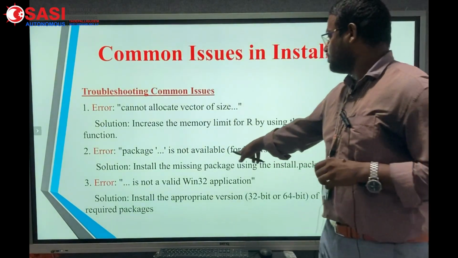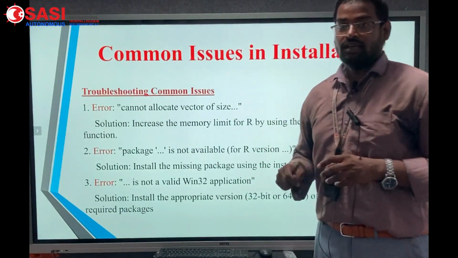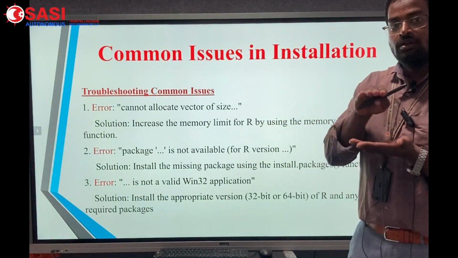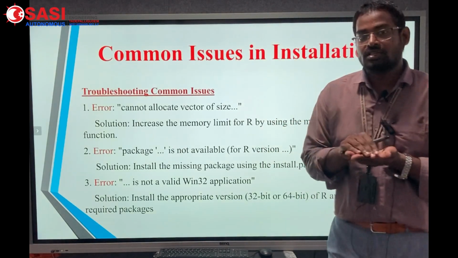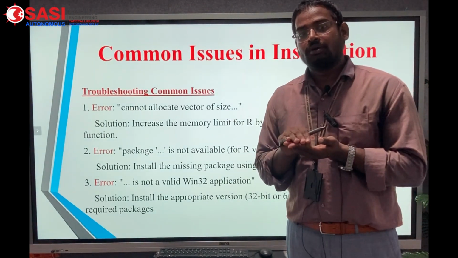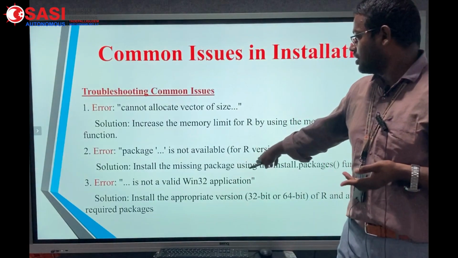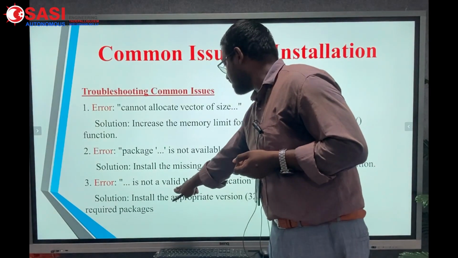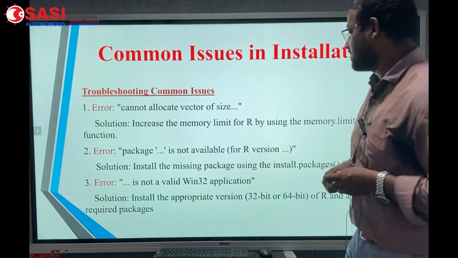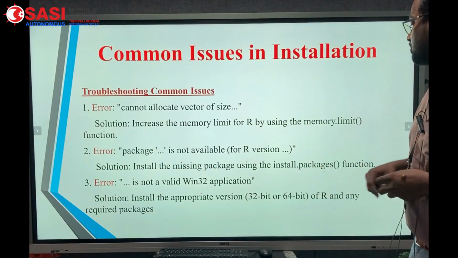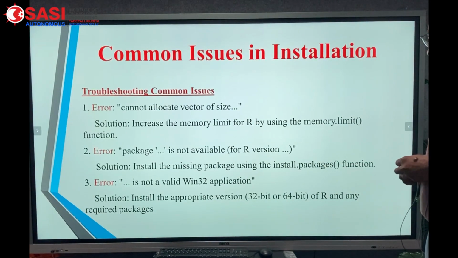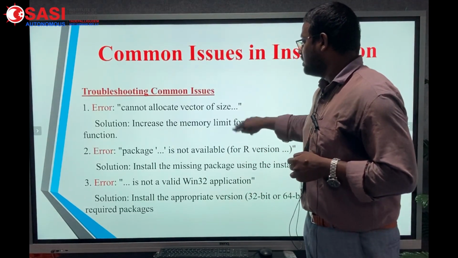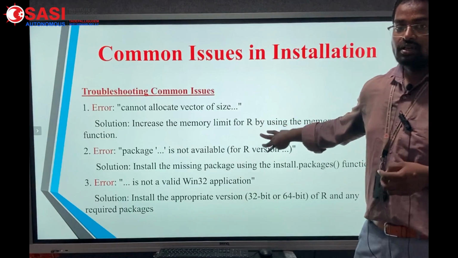Another error is that a package is not available for our version. If we get an error like this, as we discussed earlier, we have a packages window. From that packages window we can pick whatever package we want, download it, and install the missing package. If you get an error like "is not a valid Win32 application", then the solution is to install the appropriate 32-bit or 64-bit version of R and any required packages.